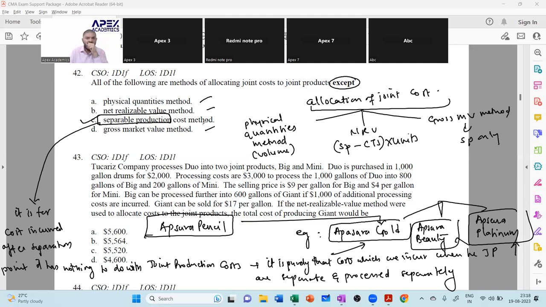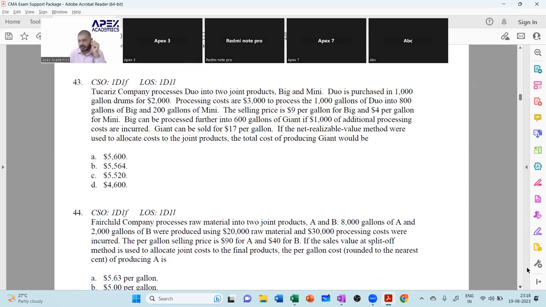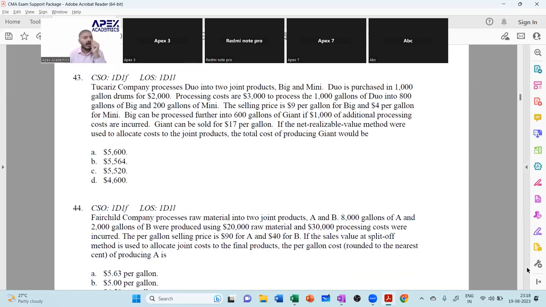Okay. Next one. This is interesting. Now we have come to question number 43. Now over here, your actual numerical calculations will begin. But here they are asking you only by one method. Nothing doing. This is Apex. This is not some other brand. So I don't care what they are asking you. I will teach everything.